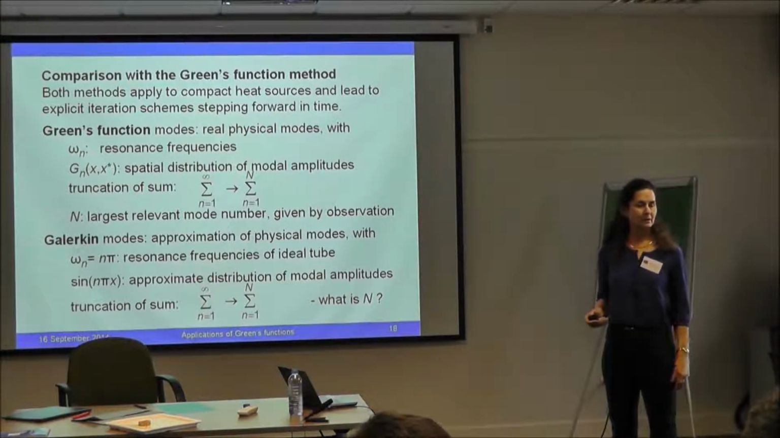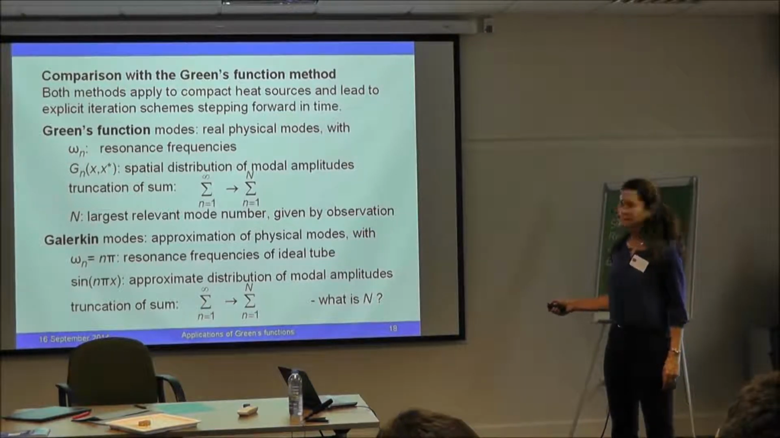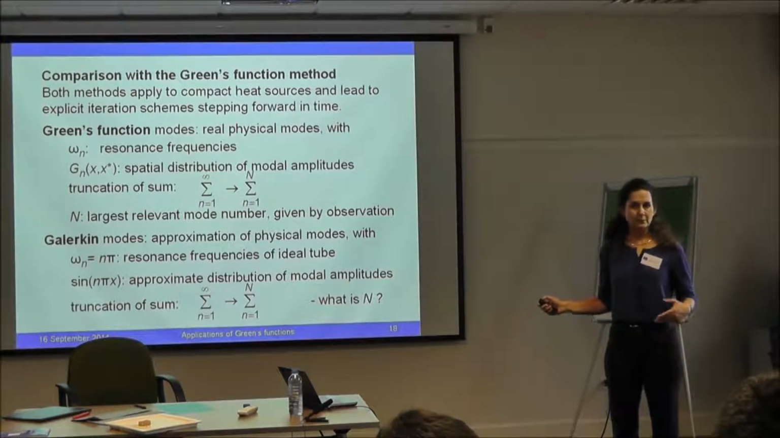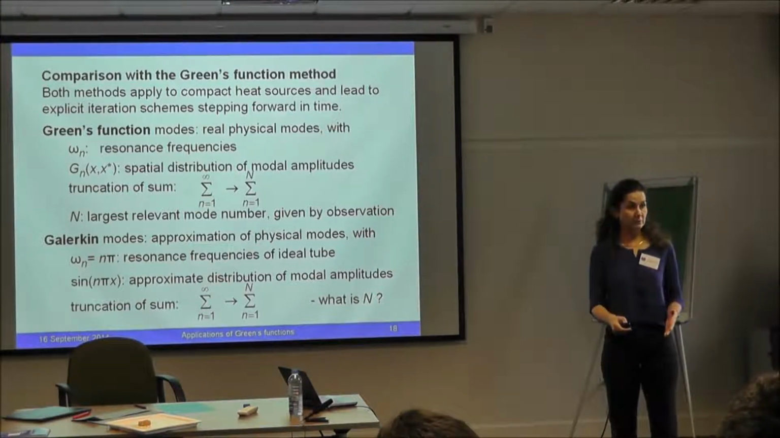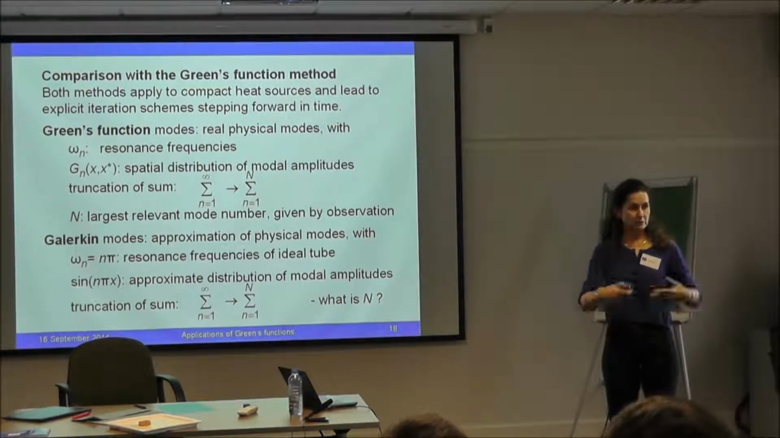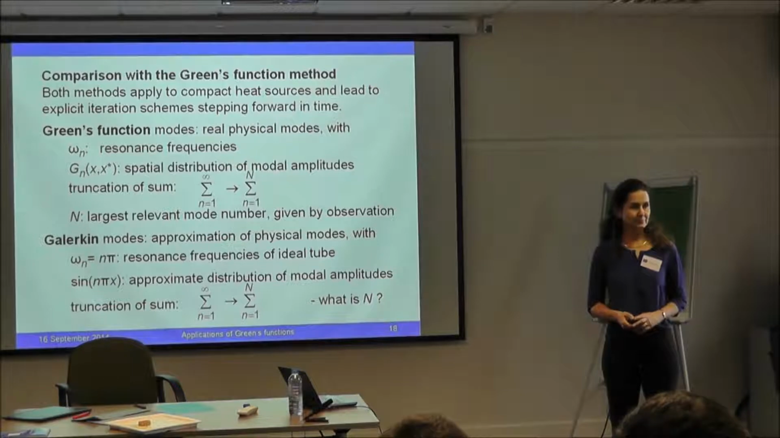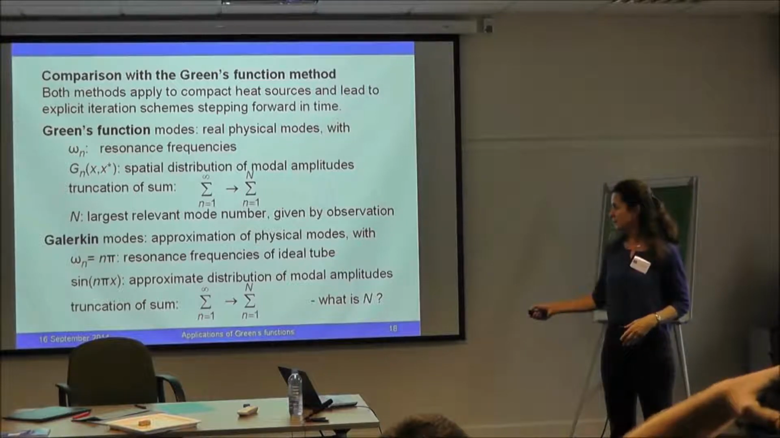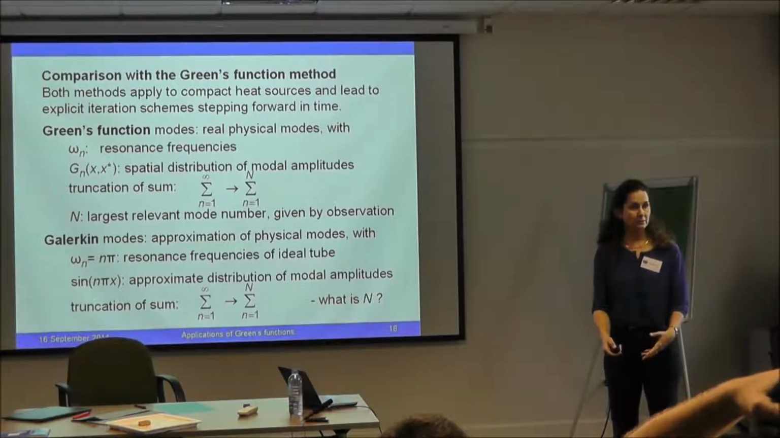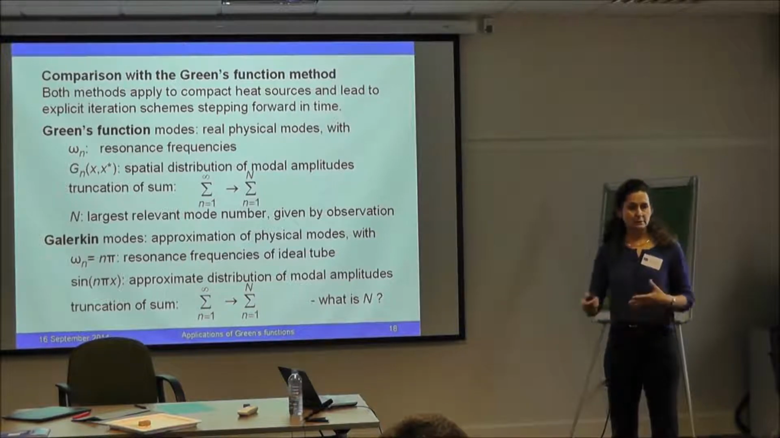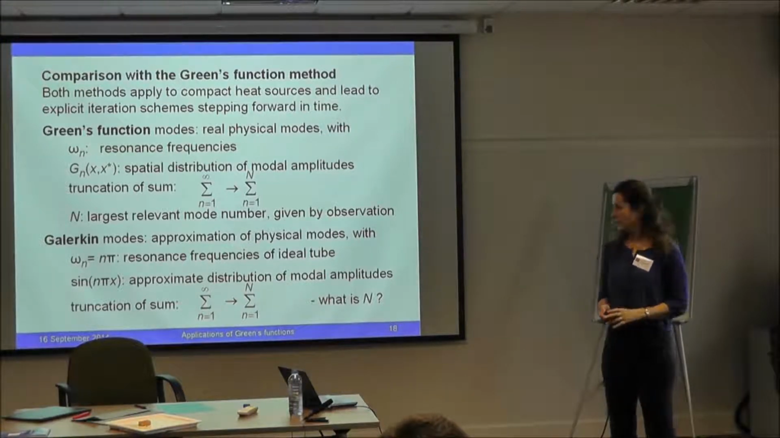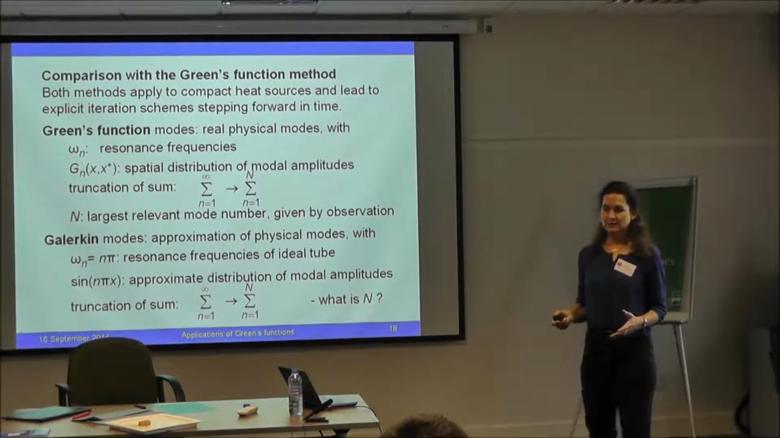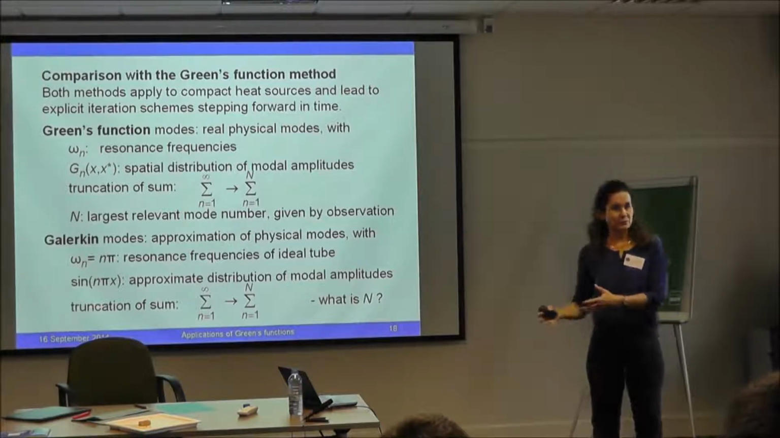In the Green's function, the omega n is actually the real resonance frequency of the system. Why? Because the Green's function is a superposition of modes of your system. And it's the frequencies of those modes which go into the iteration. And in the Galerkin method, it's these idealized frequencies that go into the iteration. So they are only approximations. But it does work. The Galerkin method does work well. I just think the Green's function has the edge because it's physically much more direct.